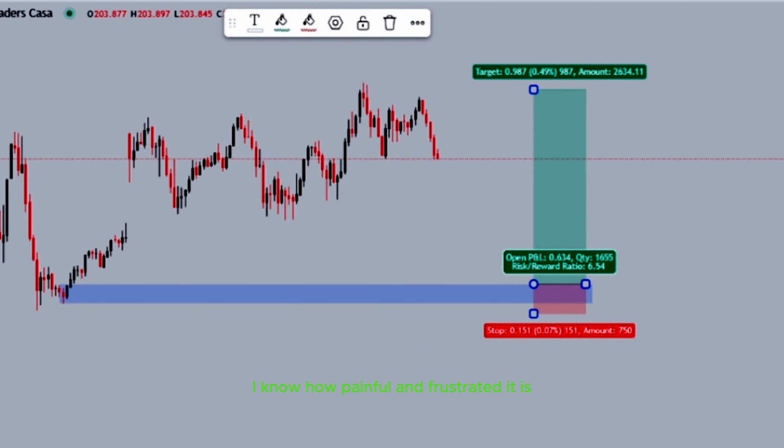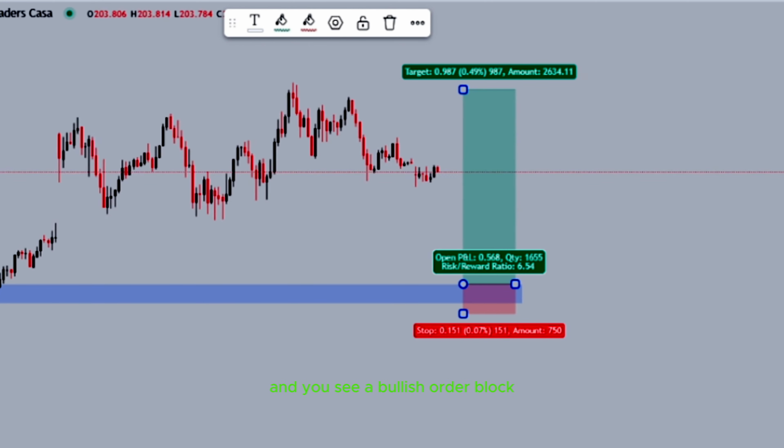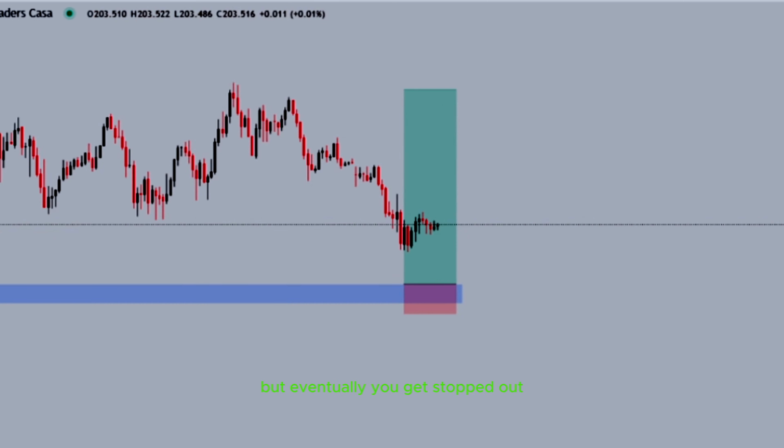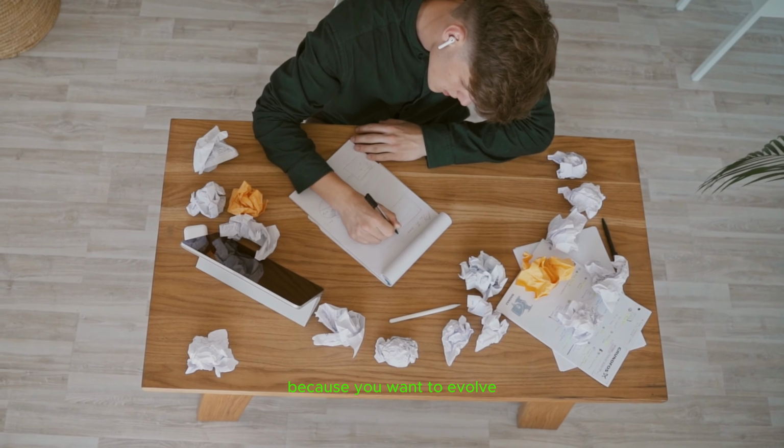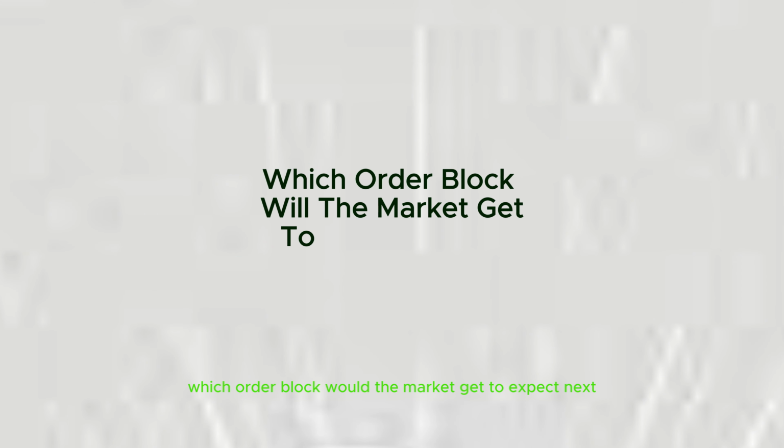I know how painful and frustrating it is when you want to go bullish and you see a bullish order block and you take that setup, but eventually you get stopped out, and you keep asking yourself this one question because you want to evolve: which order block would the market get to expect next?